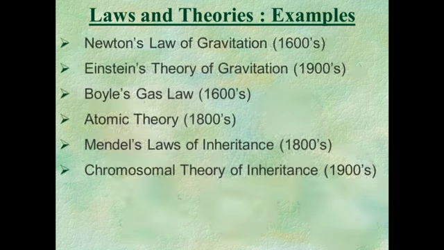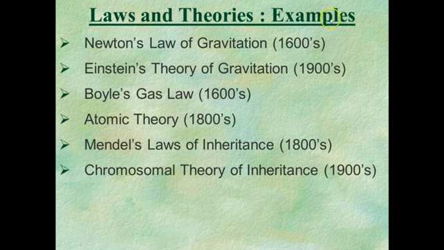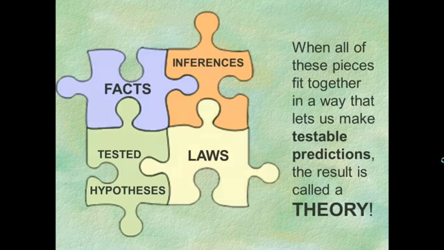Okay, so here's just a quick summary of these really three examples. In every one of these cases, the law came first, the theory came later. And in every example I can think of, that's the case. When we have a law that's incorporated into a theory, the laws typically come first, the theories come later. So theories are not, in fact, unproven laws. Okay, so again, theories are a tightly interconnected group of facts, inferences, laws, and tested hypotheses.